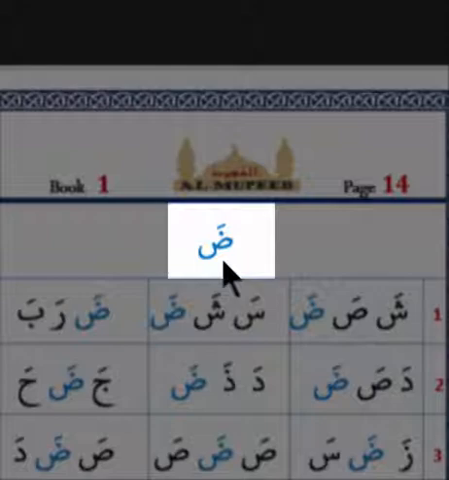And remember, it's a heavy letter. So there should be an echo that is heard when you say it. Ba. Ba. Ba. Don't worry if you don't master it straight away. It should come with time.